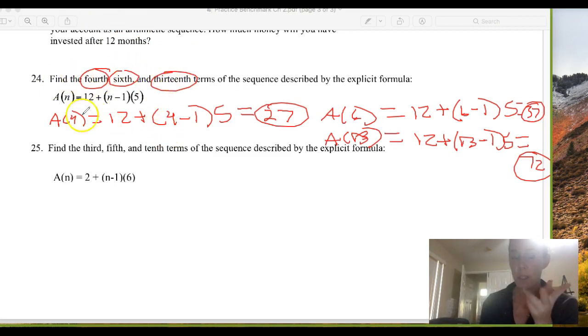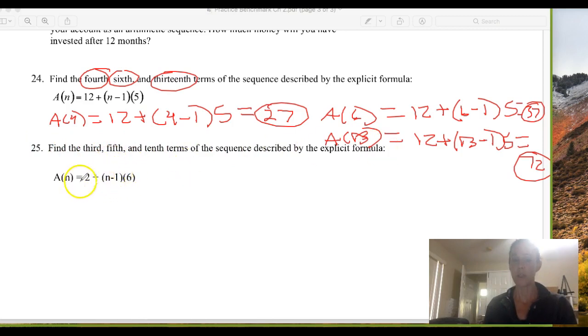If you have the 13th term, whatever, understand this explicit formula. That's your first term. That's your common difference. This n stands for the number of terms you want. Okay? 25 is the same thing. Find the 3rd, 5th, and 10th terms of the sequence described by this.